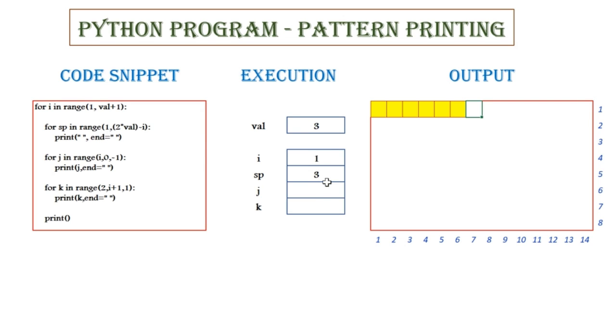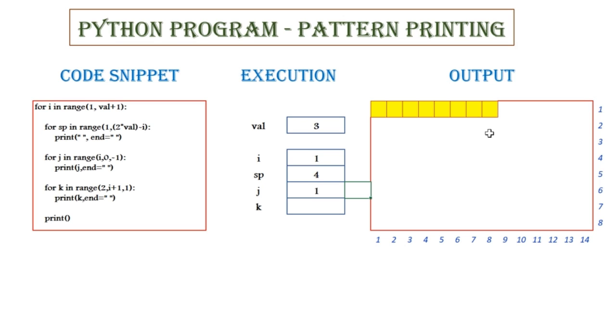Next, the value of sp is incremented by 1, so it becomes 4. And it is going to print 2 more blank spaces. Next, the value of sp will be incremented to 5. So 5, 5. The control will come out of this for loop and then go to the next nested for loop, for j in range(1, 0, -1). So the value of j is now 1.